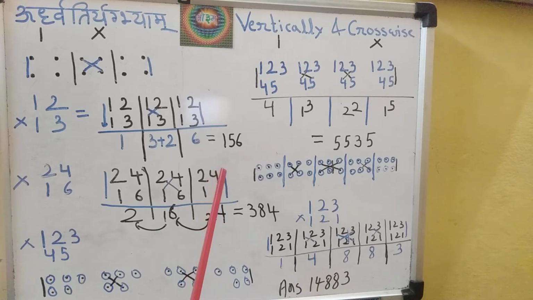Similarly, in the last step, the third step, we multiply the ones place digits vertically. 4 into 6 is 24. So we drop 4 here and carry 2. Now this 2 is carried to the next tens place digit. 6 plus 2 will become 8. And this 1 is carried to the hundreds place digit. So 2 plus 1 is 3. So finally we get 384 as the answer.